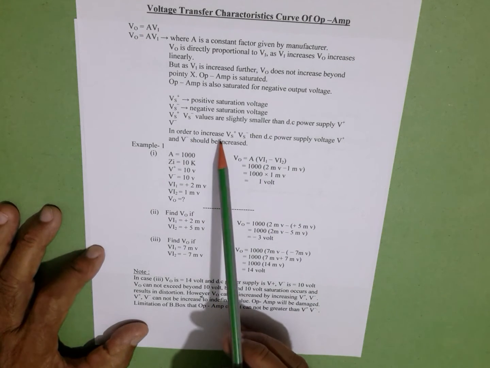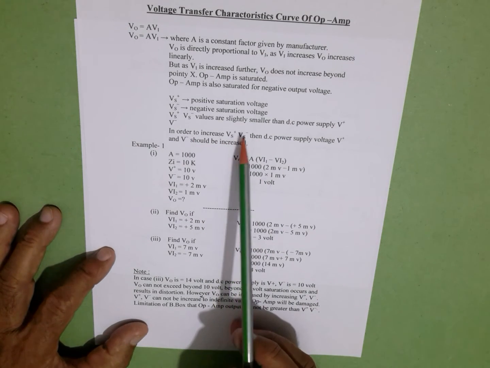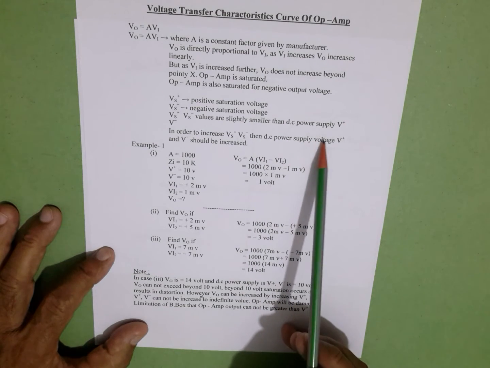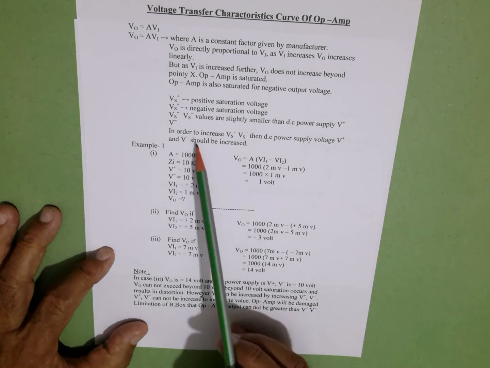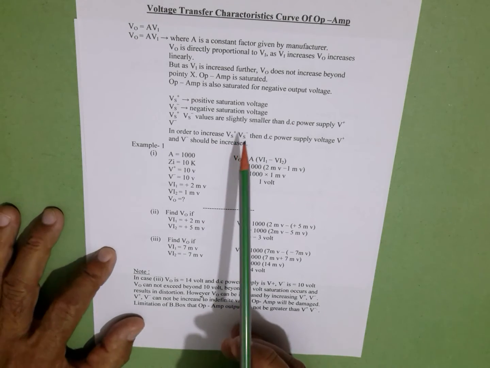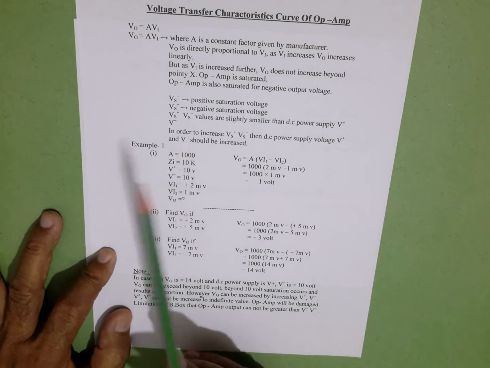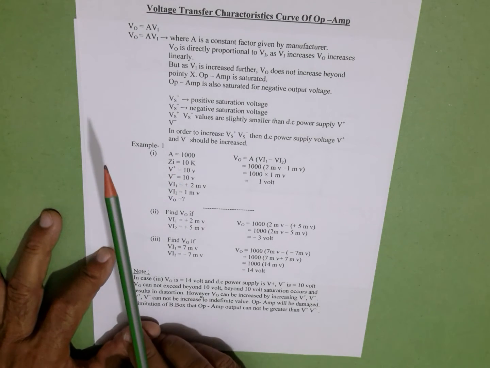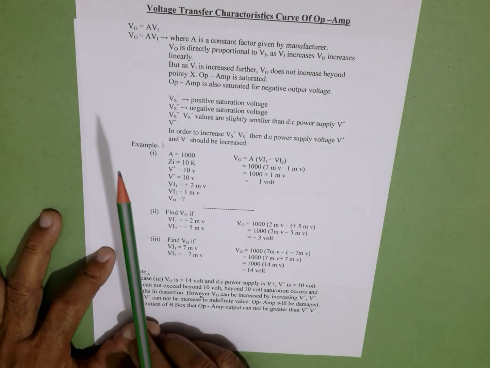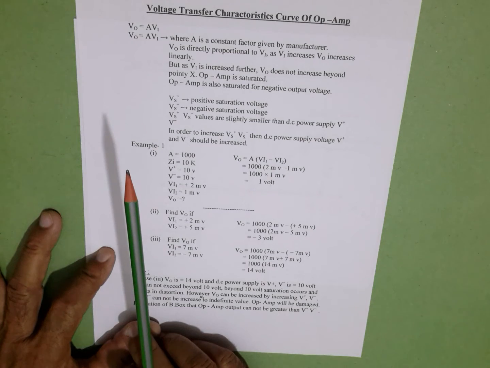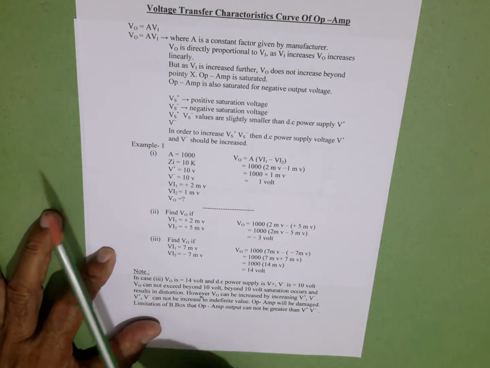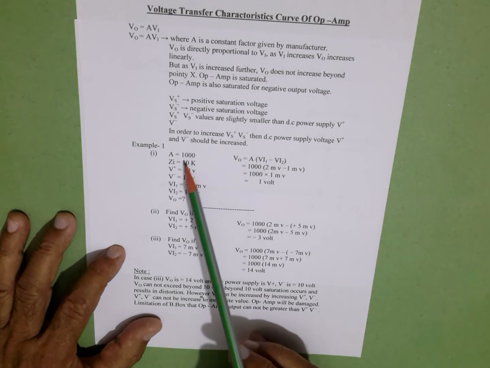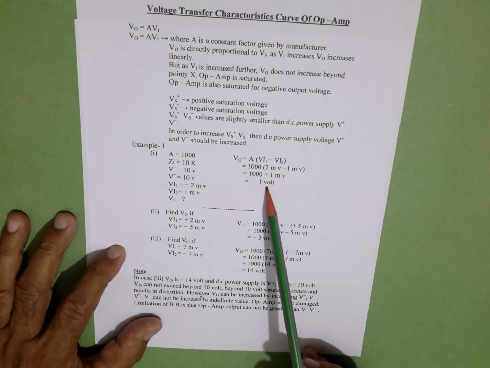In order to increase positive saturation and negative saturation, the DC power supply voltage V positive, V negative should be increased, but there is a limit to it. We cannot increase DC power supplies. Why? Because if we keep on increasing DC power supplies, the operational amplifier is going to be heated and likely to be damaged.